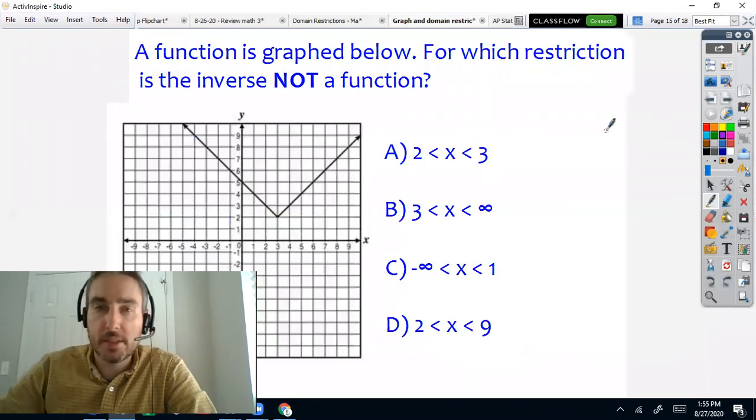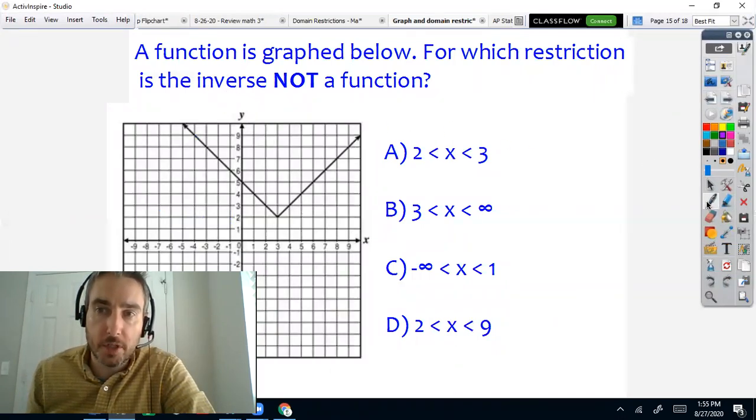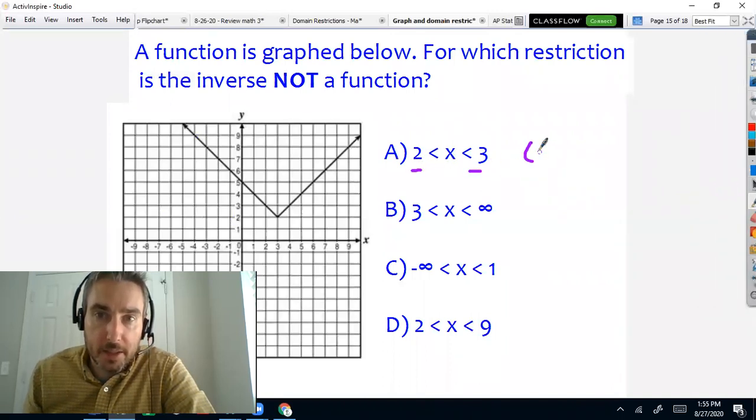Okay, this is another one that's just talking about which restriction makes the inverse not a function. Just look at the graph here. We don't have the function to graph, but if you look at between 2 and 3, and you might see this as 2 to 3 if it's in this notation.